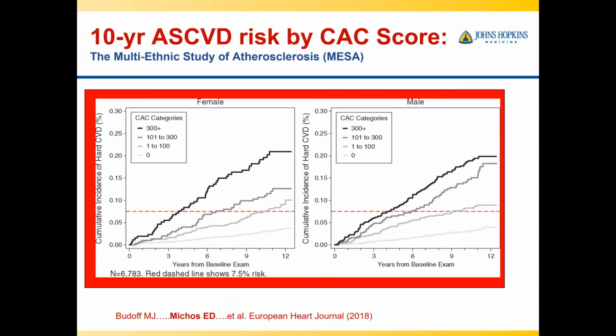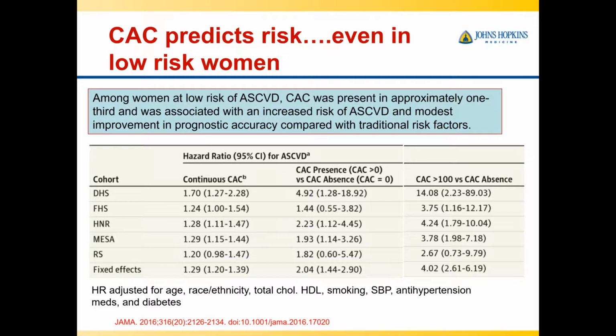So that was the race data. This is from the same study in MESA, showing men and women, just to show that it also works in splaying out risk in both men and women. And you can see there's quite a separation of risk depending on what your calcium score is. And this was a meta-analysis looking at a bunch of cohorts for women who are low risk, showing that calcium predicted risk much better than risk factors.